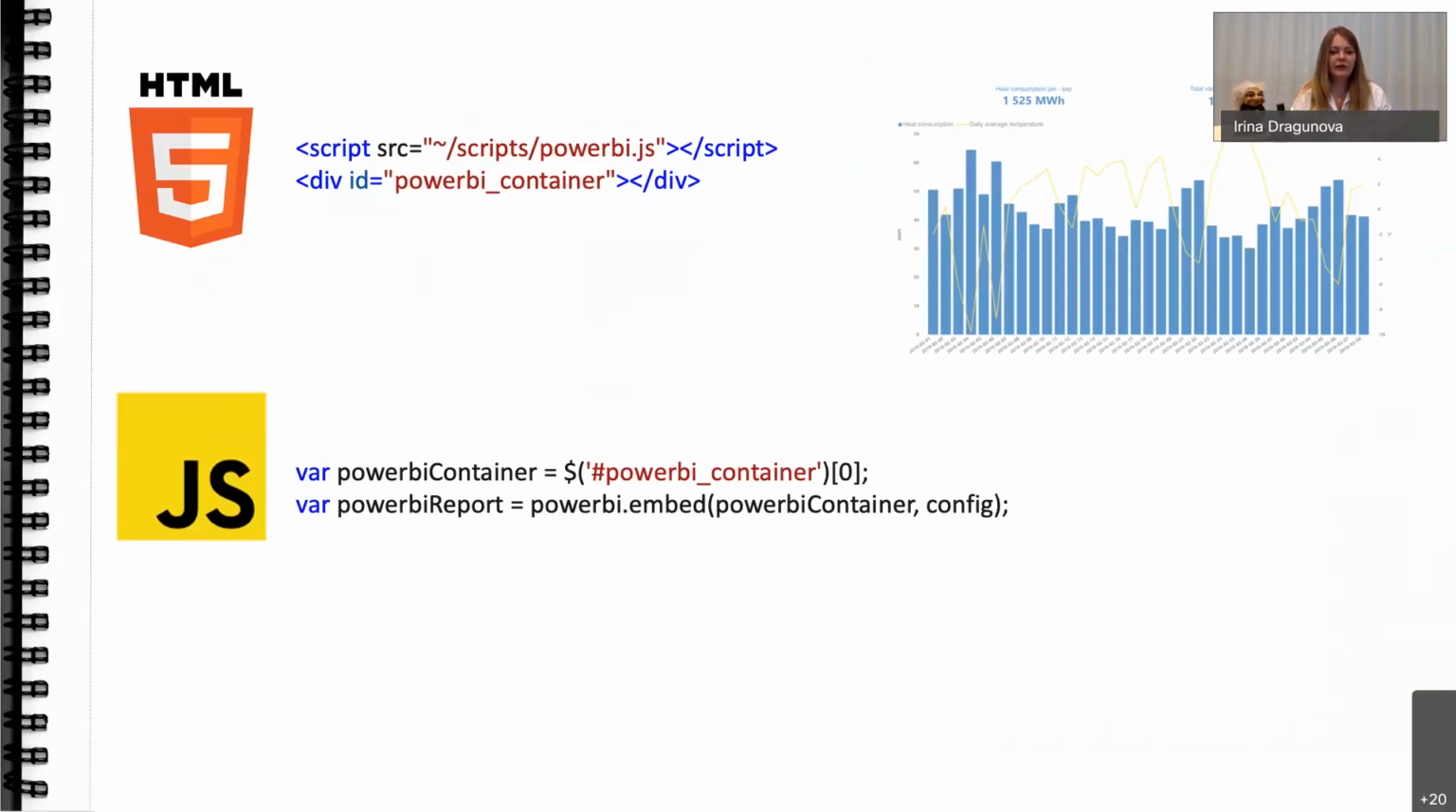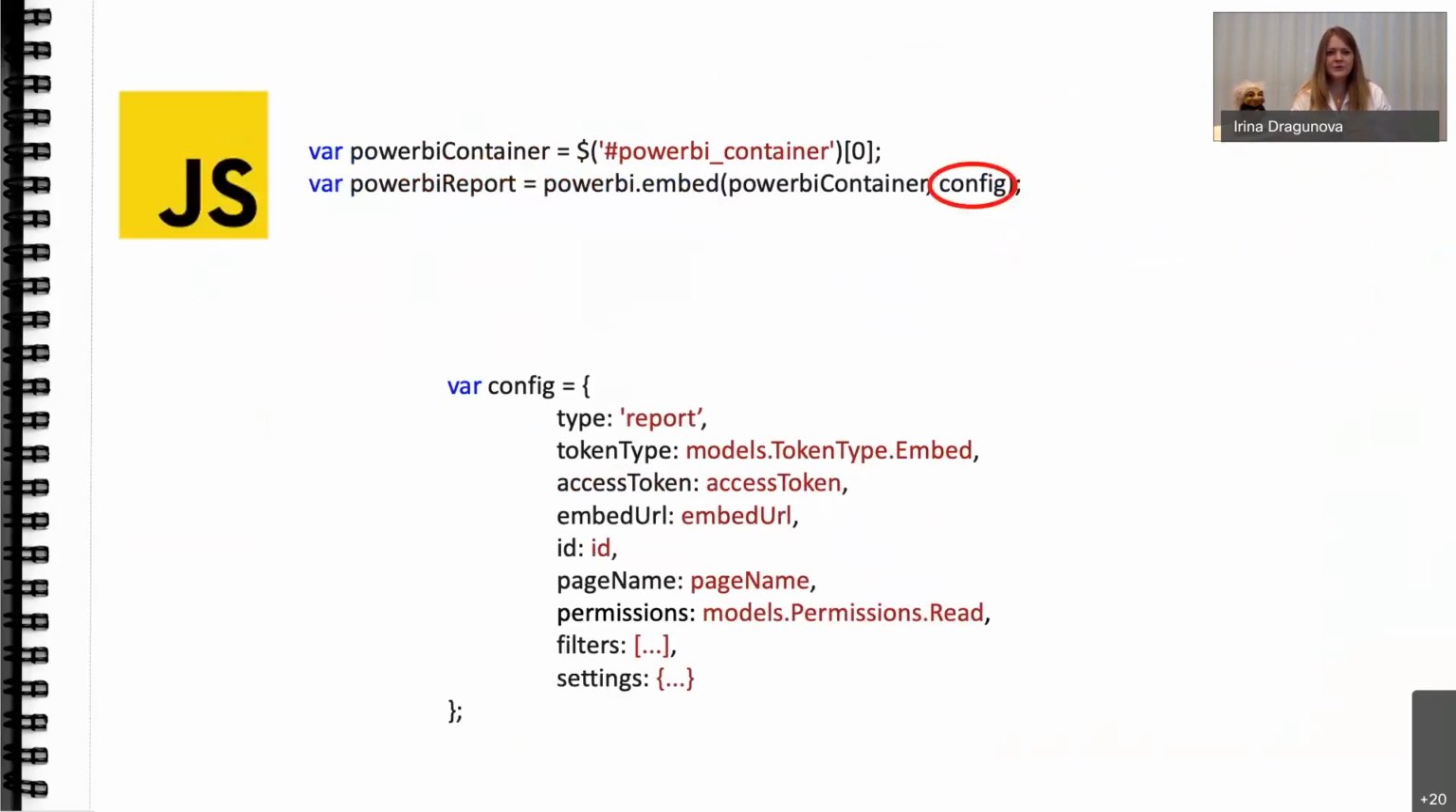So everything is straightforward until this point. What is config? Config consists of some properties. Filters and settings. Settings are used for localization and to show and hide some report elements, such as the navigation panel and so on. Filters are used to filter the data in Azure Analysis Services, for example, by installation or by date. This is a really powerful mechanism to adapt your report to your page requirements.